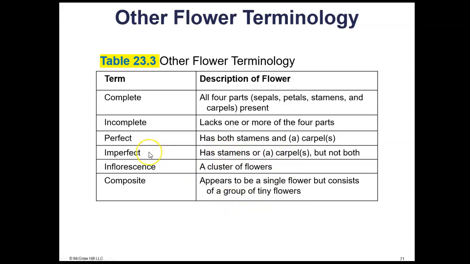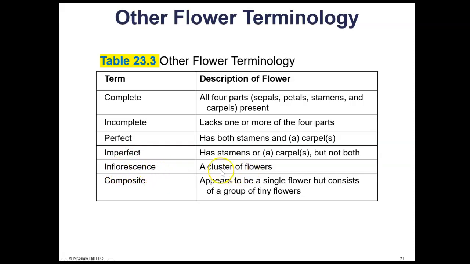So you can't have an imperfect complete flower. If it's complete, then it's perfect, if that makes sense. But you can have an incomplete perfect flower. That means it has both stamens and carpels, but it lacks one of the other parts. Or you can have an incomplete imperfect flower that has all the parts except it only has stamens or carpels. So these are just terms that you might want to be familiar with.